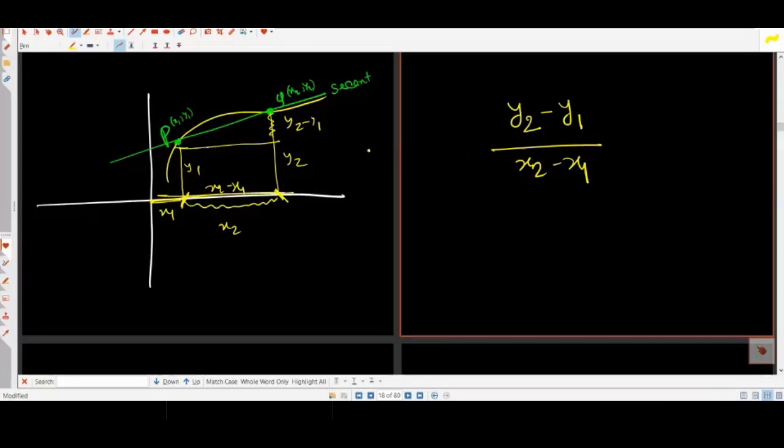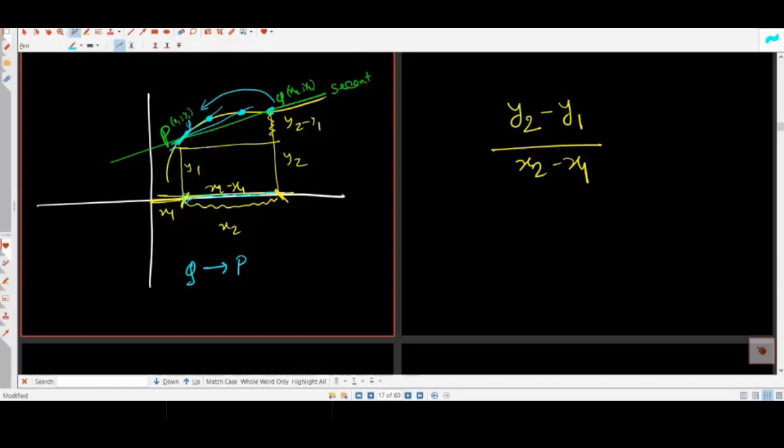For now, suppose, what will be the case if Q comes closer and closer to P? Suppose Q point is here, then the secant line will be here. The Q point is also here, the secant line will be here. Q point is here now, there will also be a secant line, but there will be a certain time when Q and P will be as near as possible. That means Q will be approaching P.